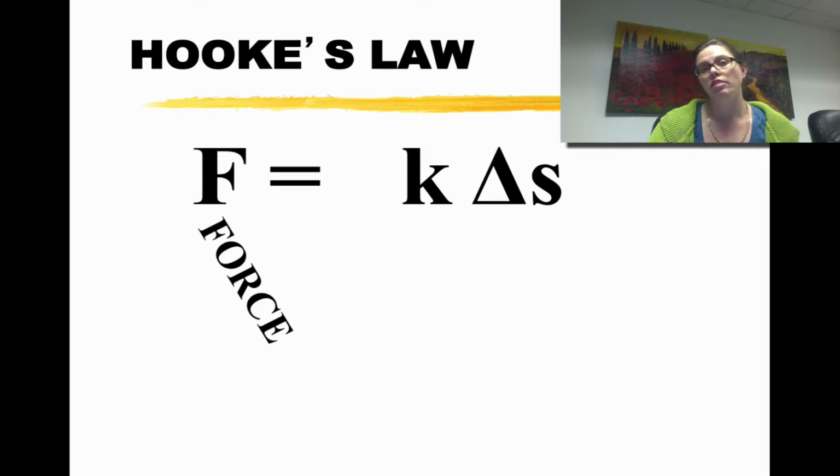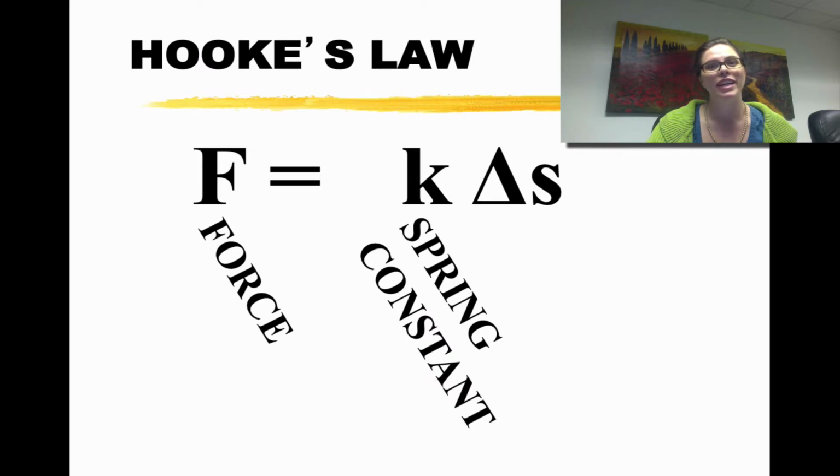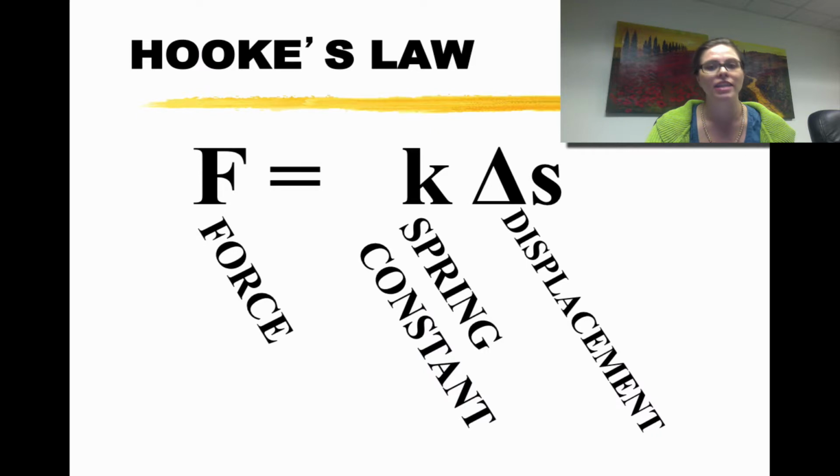F is the force of the spring. K is the spring constant. Change in S, or change in X as you may see it, is the displacement of the spring. It's not exactly how far the box has moved totally. It's just how much you compress or you stretch the spring.